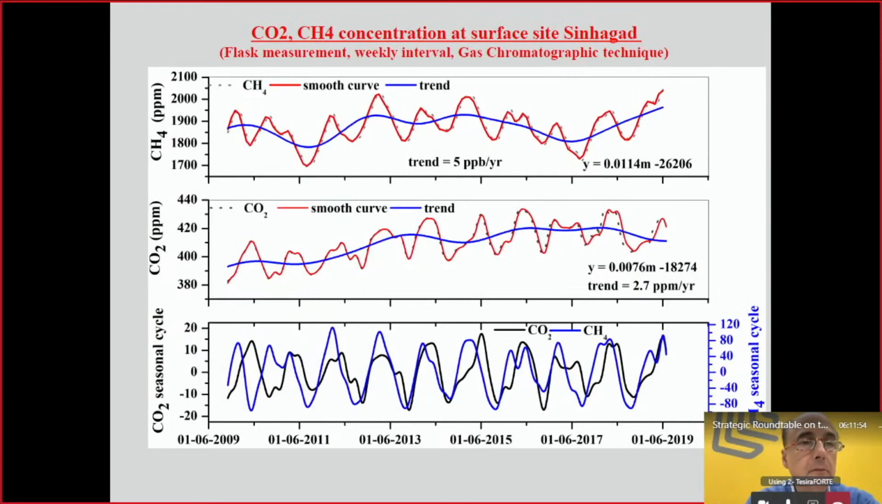Next. So I wanted to show you some brief results. Next. So this is the methane and CO2 time series, which is basically from the flask samples. You can see it was started in 2009, and it is still continuing. This data is shown up to 2019. So you can say that the trend for methane is almost 5 ppb per year, and for CO2 it is almost 2.7 ppm per year.